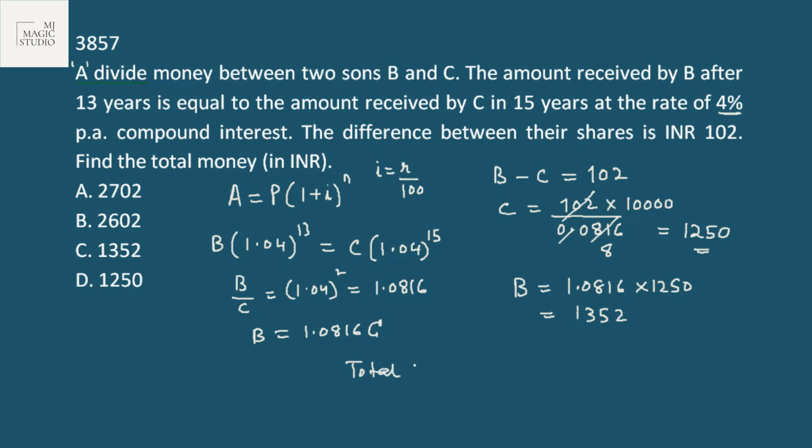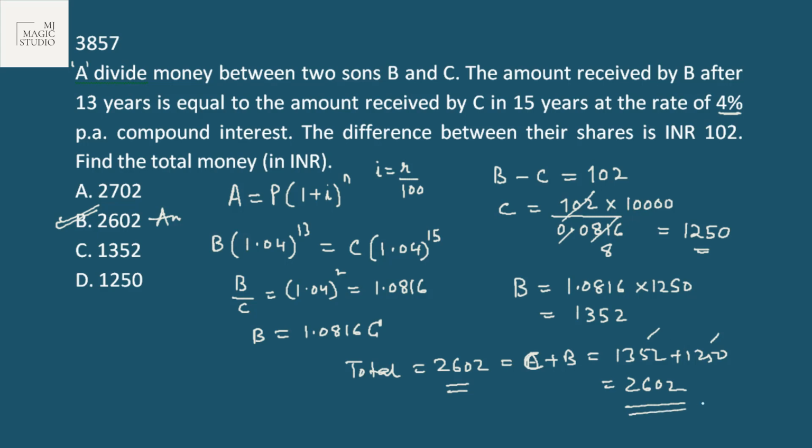The question is, what is the total money? Total money is 2602. We have that in option B. Total money means money with B and money with C. 1352 plus 1250. This is with B and this is with C. That will give 2602.